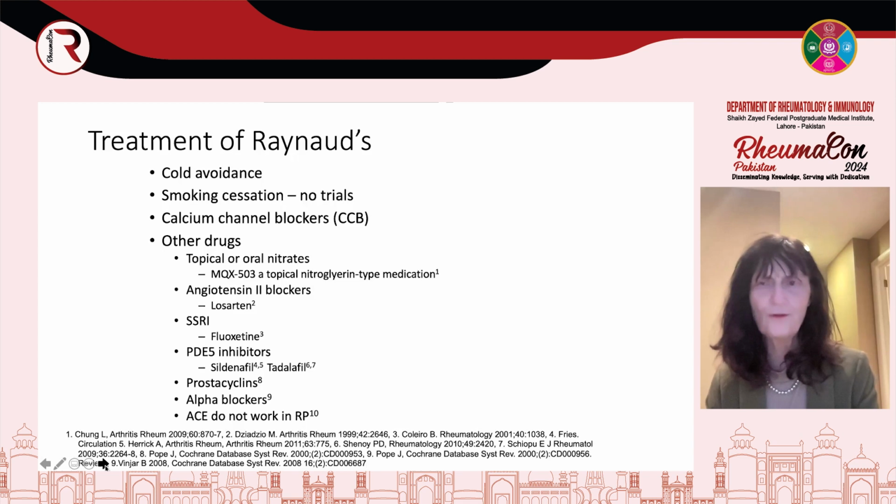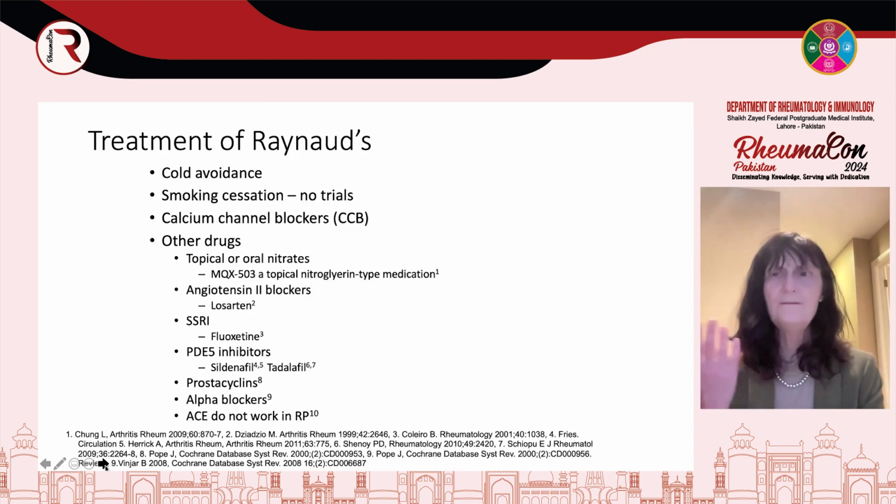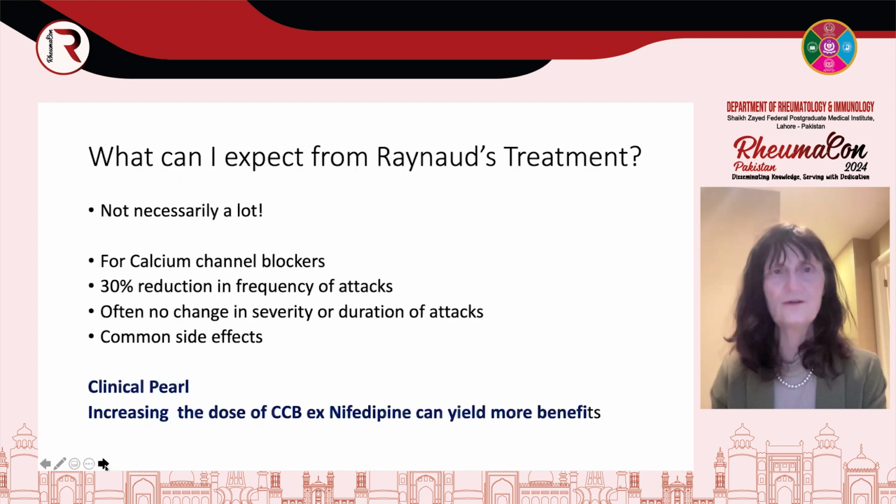Alpha blockers, although they can certainly give hypotension, but say if someone has BPH, a benign prostatic hypertrophy, and needs an alpha blocker for that and happens to have Raynaud's, it might help their Raynaud's, but that's not too many people that we're treating with one drug to help both problems. And ACE inhibitors really don't work in Raynaud's. ARBs do, but ACEs don't.